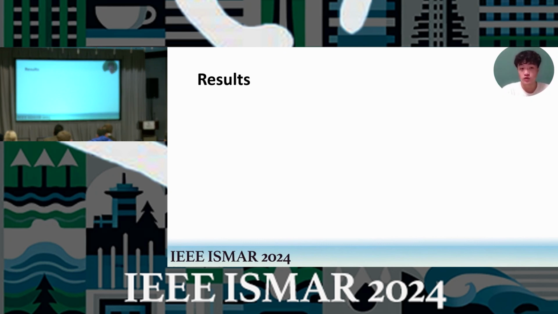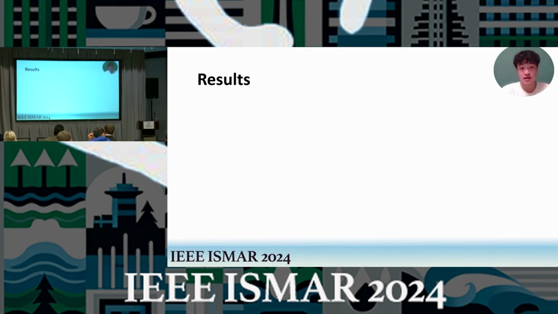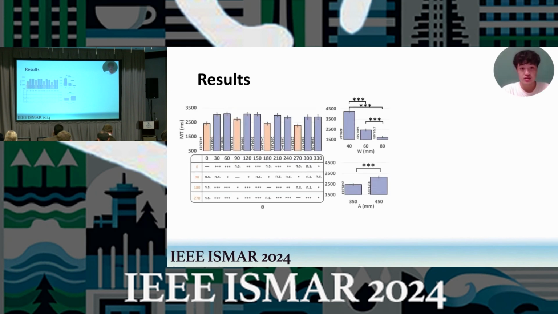After completing our user study, we analyzed the data we obtained. Our results indicated that the movement direction significantly influenced users' steering behavior and performance. Specifically, steering along certain directions, especially at quadrant boundaries like 0, 90, 180, and 270, led to faster and more efficient movements compared to other angles. This was evident in both movement time and average movement speed.